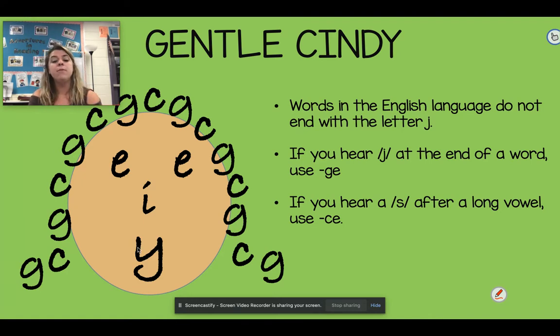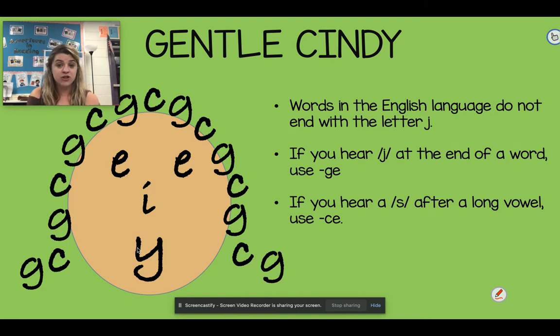Now I'm going to show you a couple of rules that we're going to think about today as we're spelling some words, because we're actually going to spell them today and not just read them. Words in the English language, all of them, do not end with the letter J. There is not a word in the English language that ends in the letter J. So, if we hear this J sound at the end of a word, it's going to be spelled with G-E. No J's at the end of a word, ever at all. If we hear an S sound after a long vowel, most of the time we're going to use CE, and we're going to look at why.